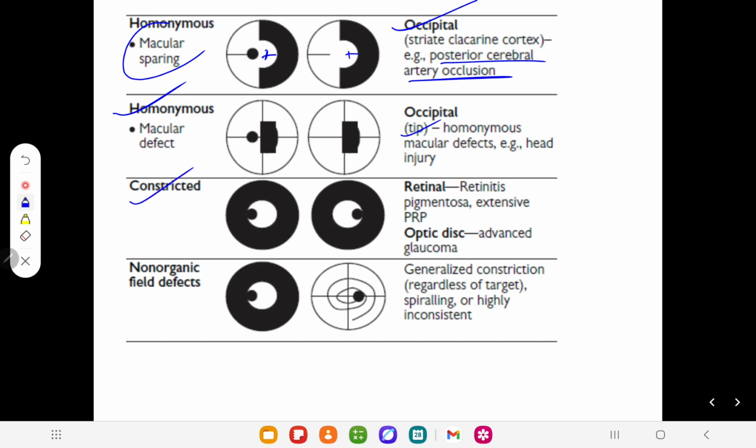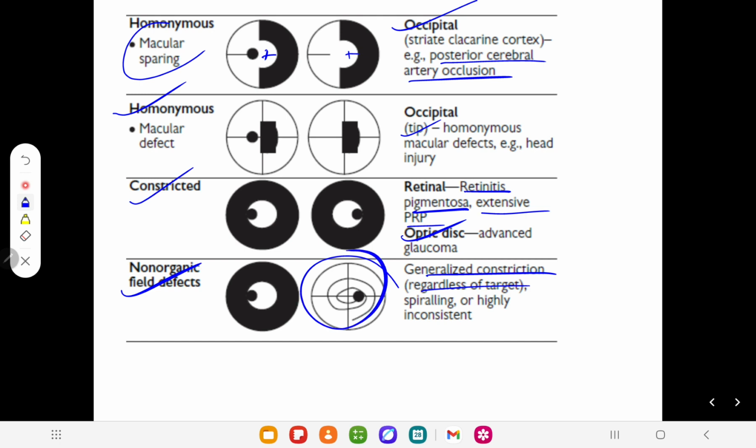Okay, constriction means the central part is good, the peripheral part is constricted. So it's common in retinitis pigmentosa, isn't it? Or when too much extended PRP is given. So in advanced glaucoma, it's also there, but yes, in advanced cases that's too much. A non-organic field defect means generalized constriction regardless of target. And spiraling, yes, definitely is a case of hysteria.